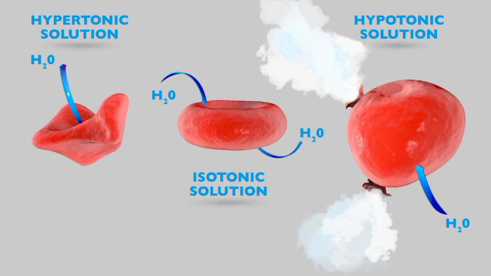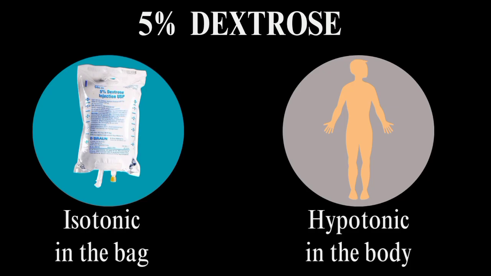Dextrose solutions are usually isotonic or hypertonic when in the IV bag, depending on the percentage of dextrose that we are using. For instance, dextrose 5% is an isotonic solution in the bag, but when it gets into the body, it becomes a hypotonic solution. The reason is simple. When dextrose is administered into the IV space, the dextrose is metabolized or used by the body. And what is left of the solution now is free water, making it a hypotonic solution.